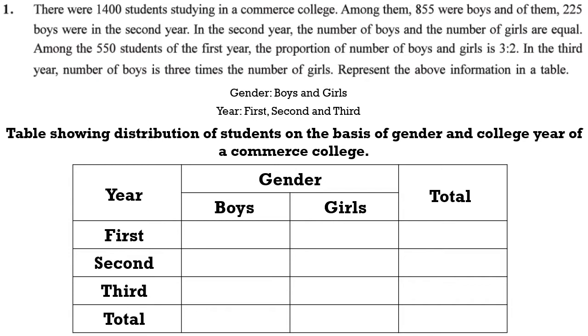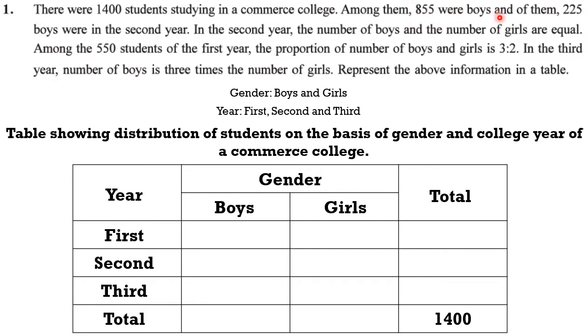You must know how to prepare a table properly, because if you don't know how to make a table, you are never going to be able to solve the sum. Now we have to go step by step in understanding the question and putting the values in it. There were 1400 students studying in the commerce college. We will write that 1400 in this cell, where these two totals meet. This is called the grand total, where the total of the whole data is written. So I will write 1400 in this cell.